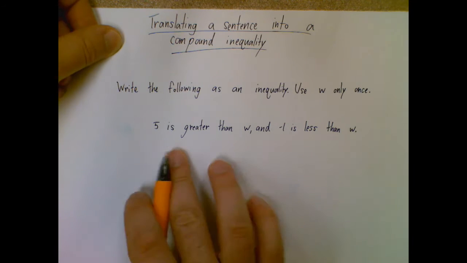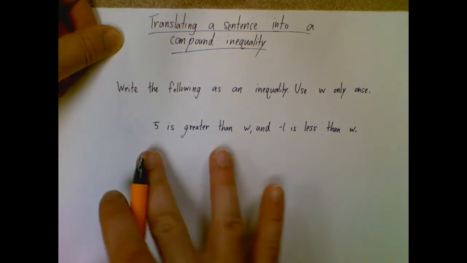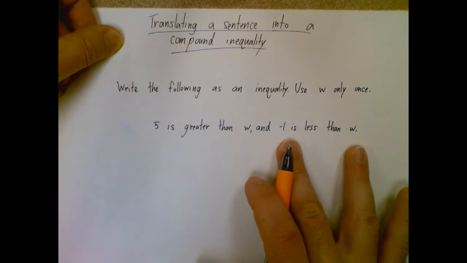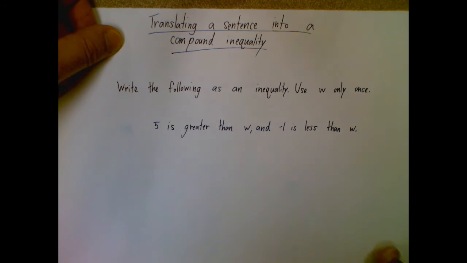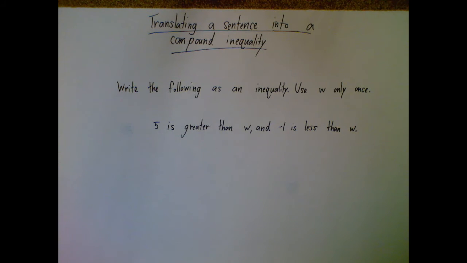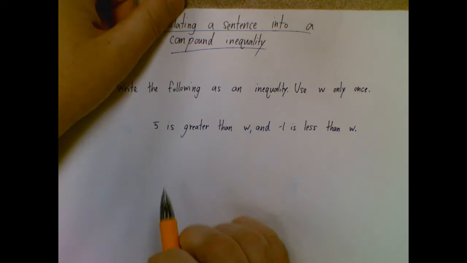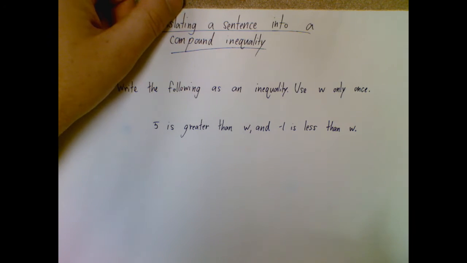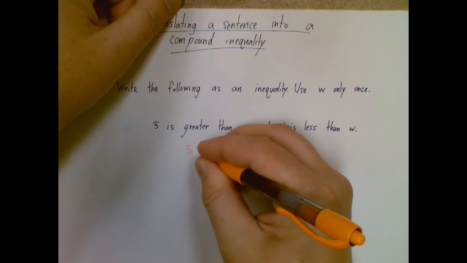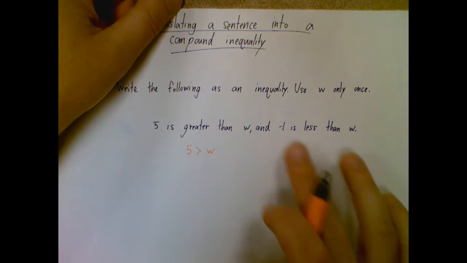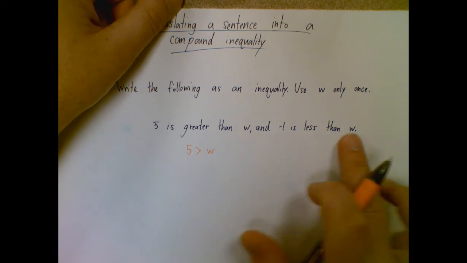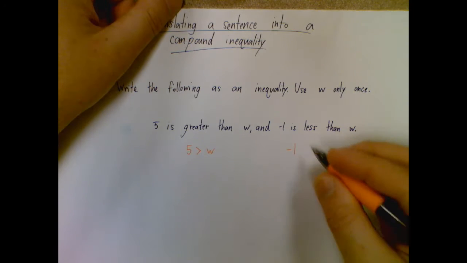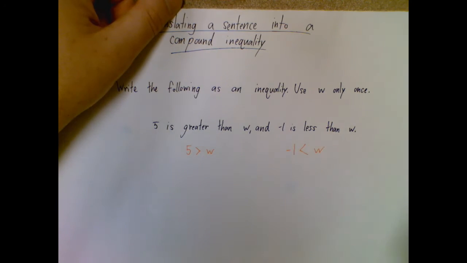So let's start by looking at each of my little parts of my sentence separately, because a compound inequality is going to be made up of more than one. So the easiest way to start, in my opinion, is to find the individual ones and then we'll put them together. So here we have 5 is greater than W. Okay? We don't have any or equal to's there, so it's just 5 is greater than W. On the second one, -1 is less than W. So -1 is less than W.